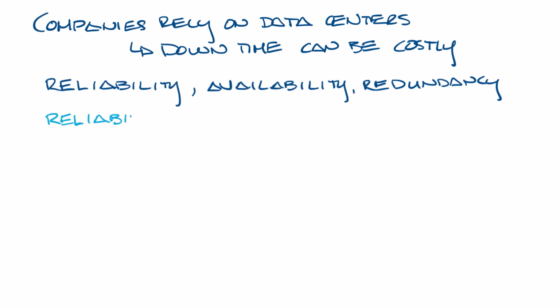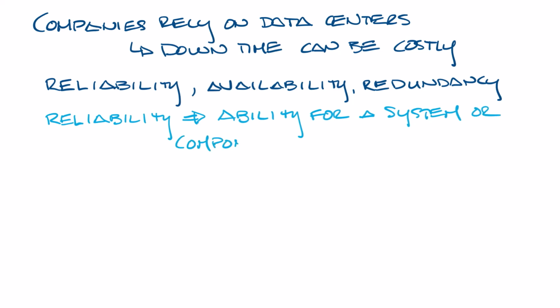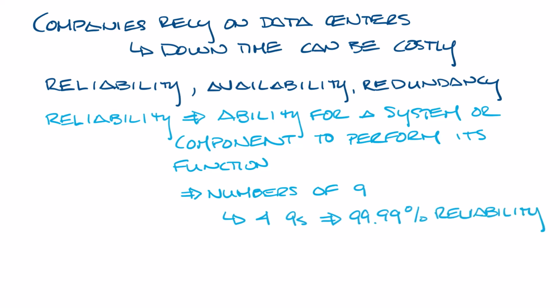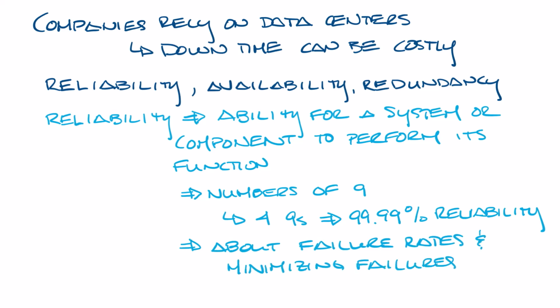Let's start with reliability. Reliability is the ability of a system or component to perform its required function. You hear of data center reliabilities in numbers of nines, like 4 nines, which is 99.99% reliable. Reliability is about failure rate and minimizing failures.